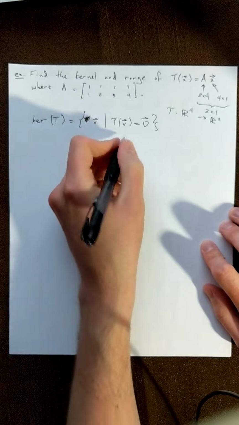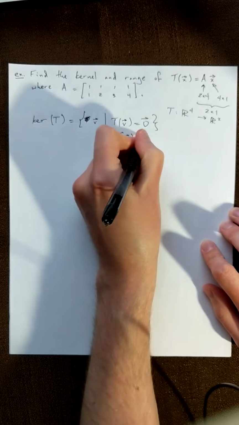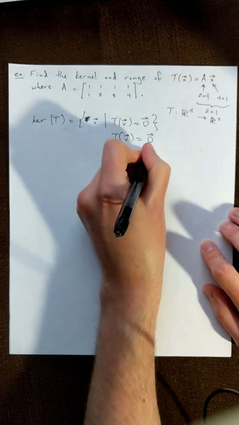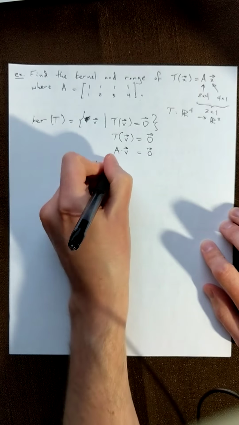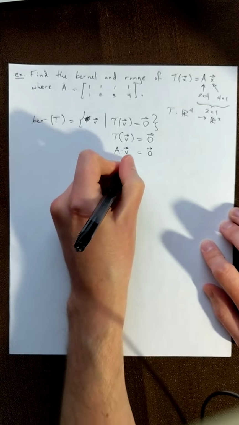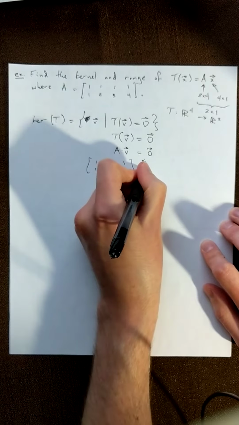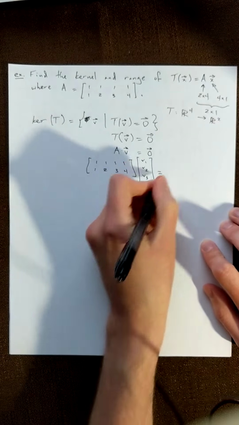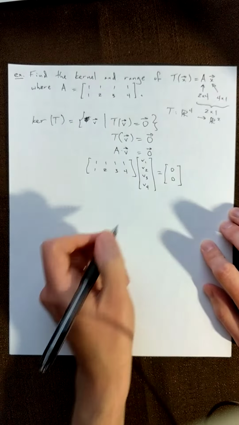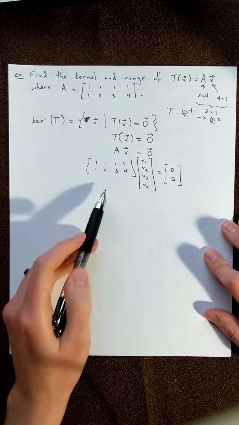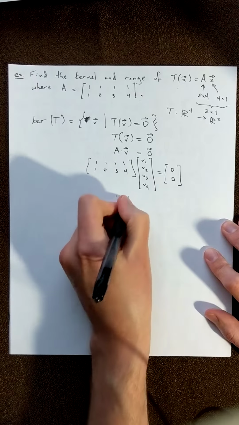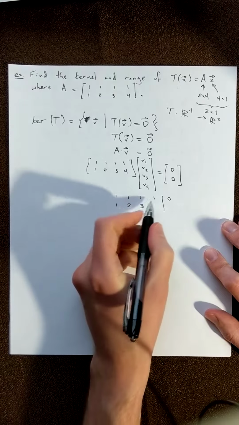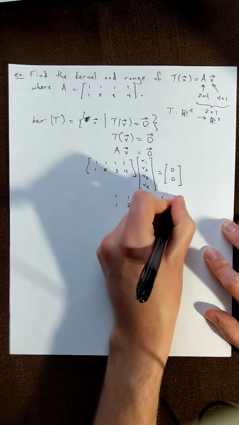And again, I'm going to think about this as an equation. When is T of V equal to the 0 vector? T of V would be A times V. And so we're really solving an equation. I realize now I'm switching back and forth between V's and X's, but I guess that's okay. Our output would be a 2D vector. Okay, so solving a matrix equation, we've done this a million times. You'd write the augmented matrix, 1, 1, 1, 1, 0, 1, 2, 3, 4, 0, and then row reduce.